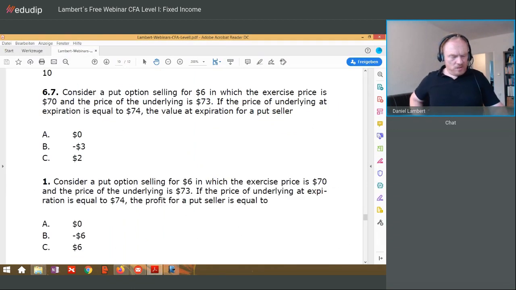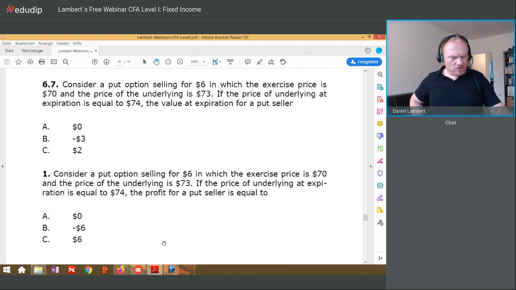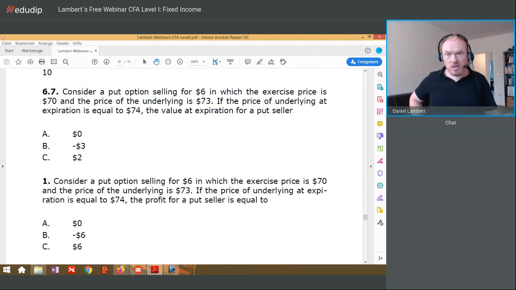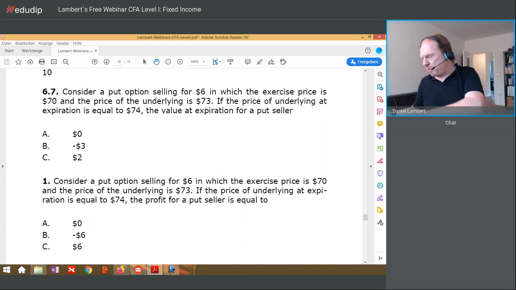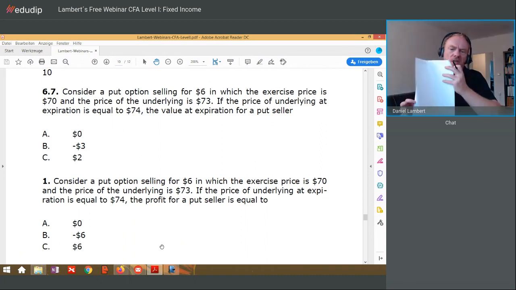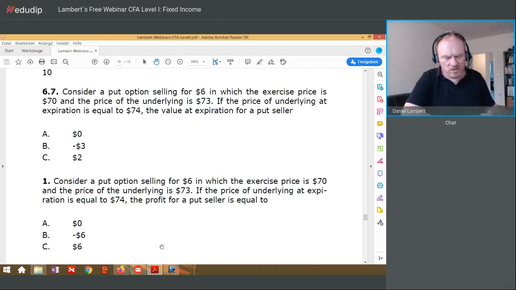To the seventh question, consider the same option as before. The valid expiration for put seller is of course 0. Yes, true. And the profit is equal to, last question, if it is 74, it is equal to 6. Yes. So number C would be the right answer because it would be equal to 6.